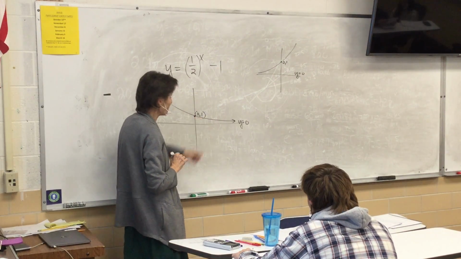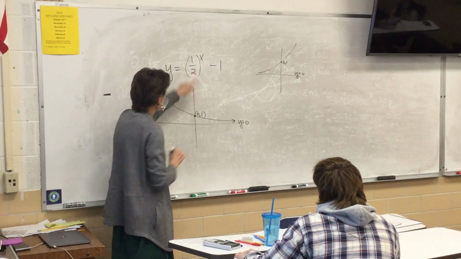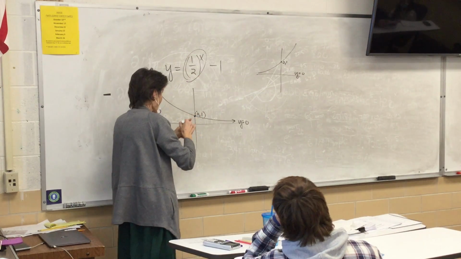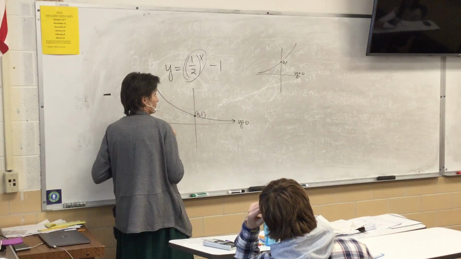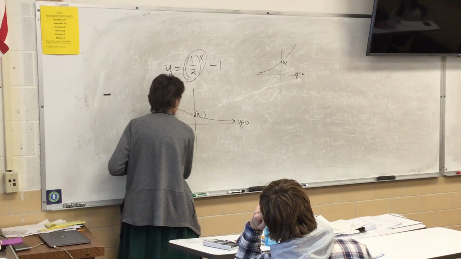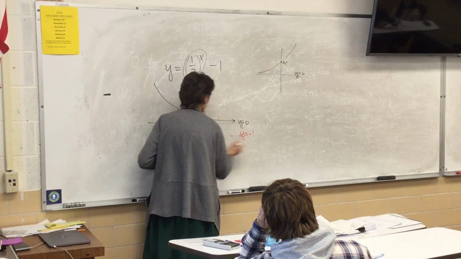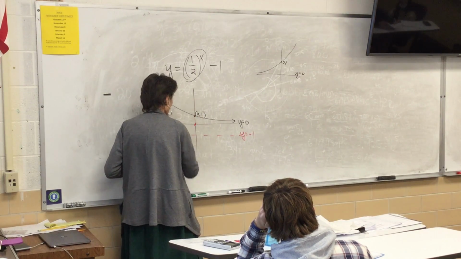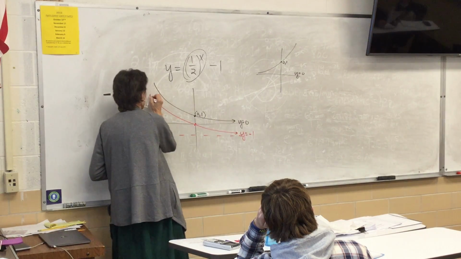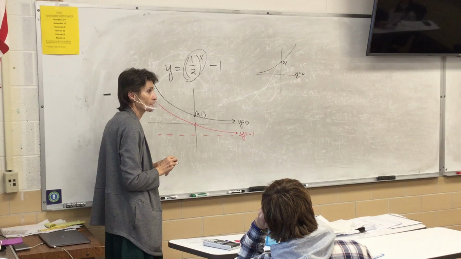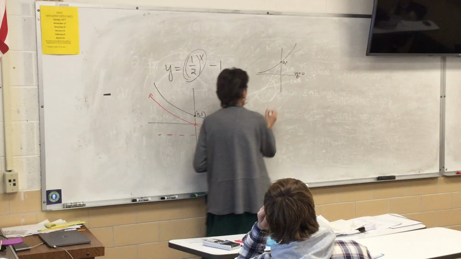Now I'm going to take that picture, that's this. I'm going to take that and drop it down 1. Everything. So the asymptote comes down to -1. The intercept comes down to the origin. And I just sketch it in. I overthought that a lot. So my end behavior.